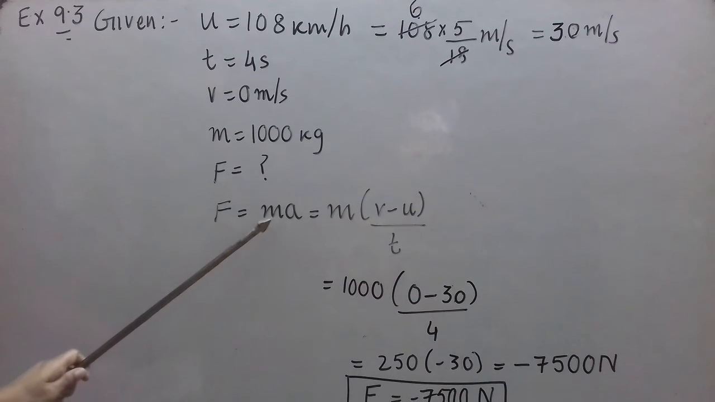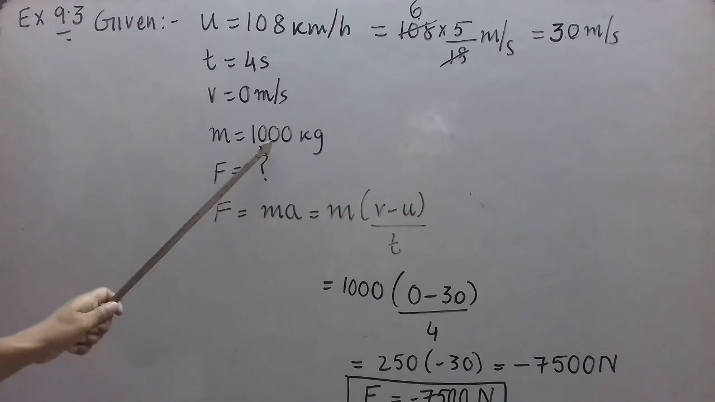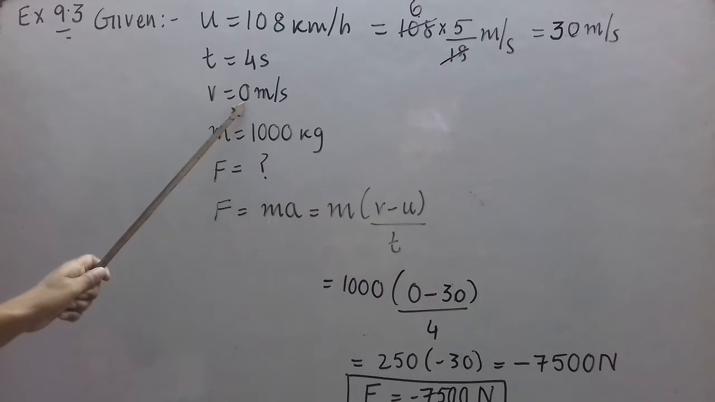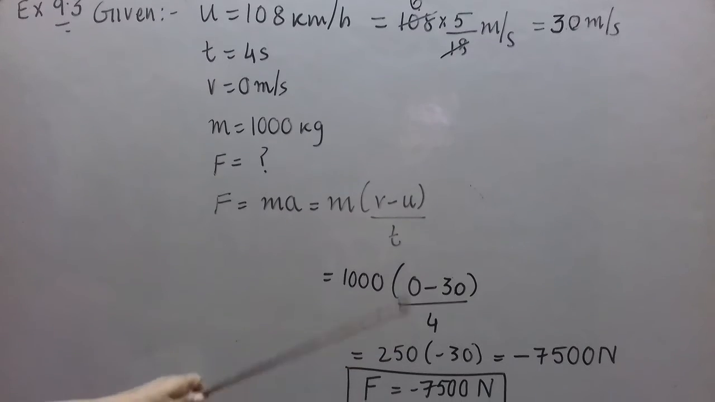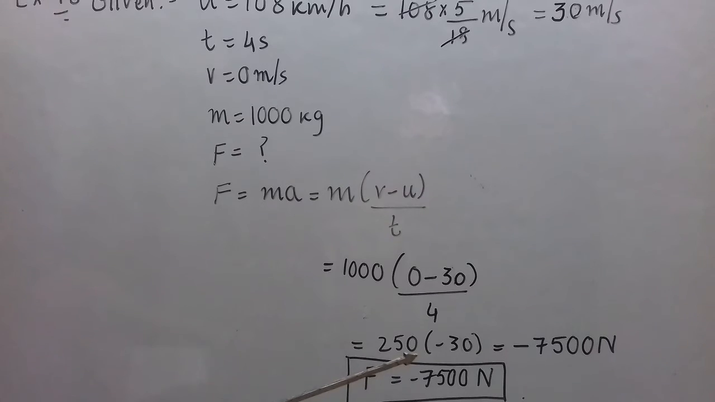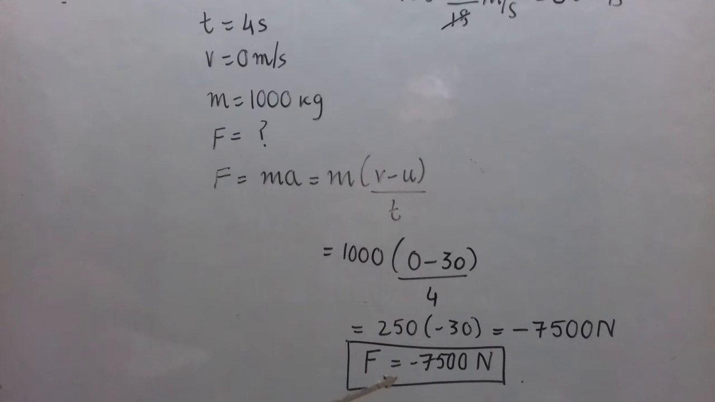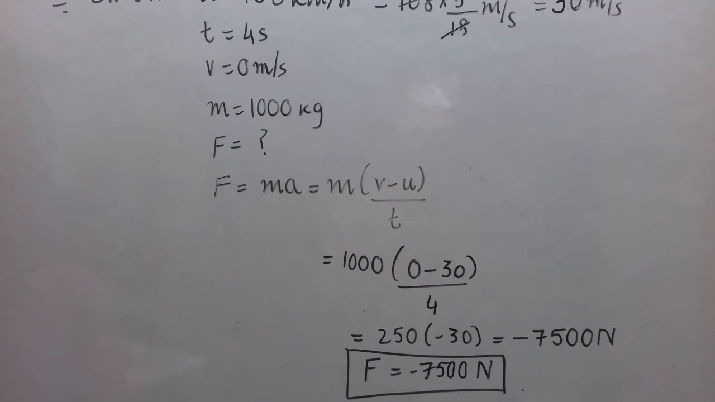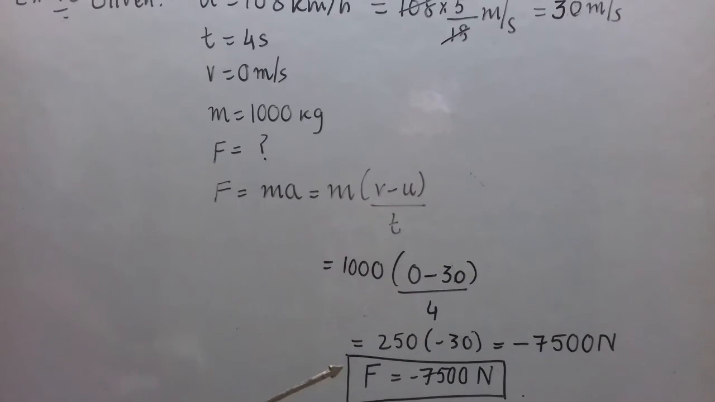F is equal to ma, and a is (v minus u) upon t. So put the value of m, 1000, into (v is 0 minus u is 30) divided by t, which is 4. So 4 cancels, it becomes 250. In the bracket we get minus 30, and after calculation F is found to be minus 7500 Newton. So we have got the answer. You can also mention here that the force is negative because it is a case of retardation, and hence this is a retarding force.